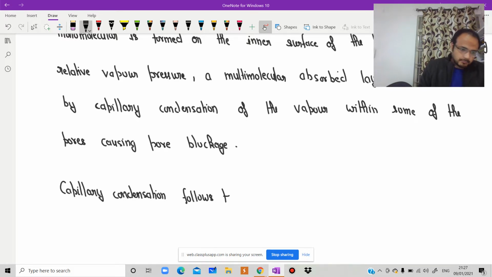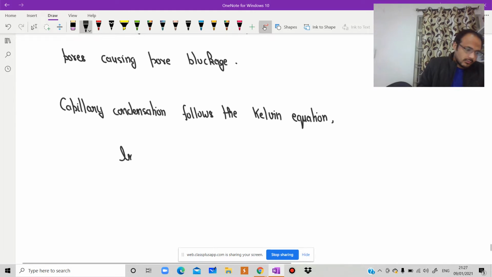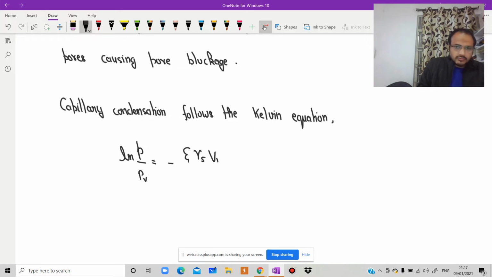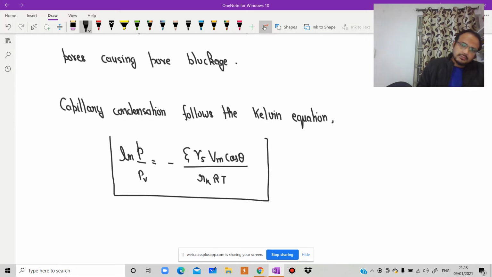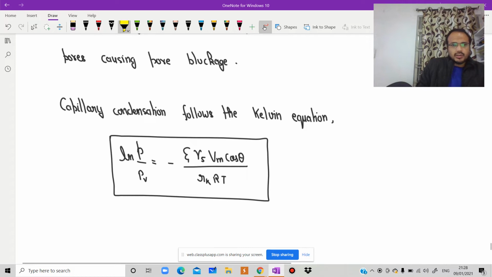Capillary condensation follows the Kelvin equation: ln P by Pv is equal to minus of zeta gamma s Vm cos theta divided by RT. Sir, what are these notations? Let me tell you.